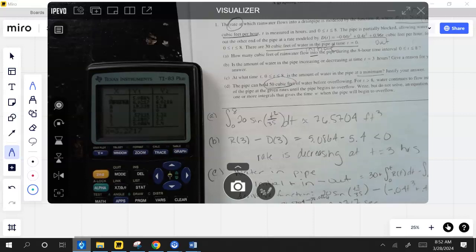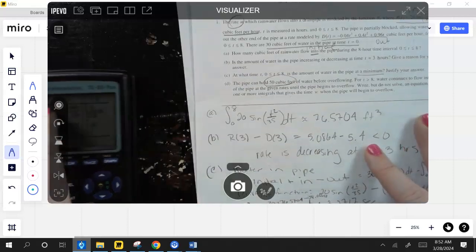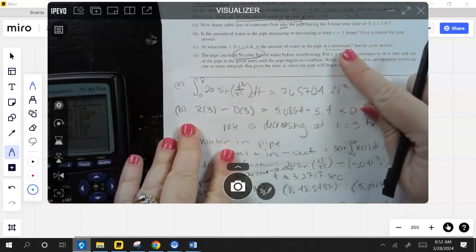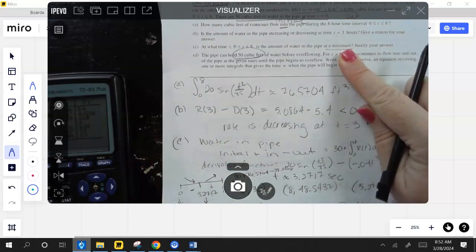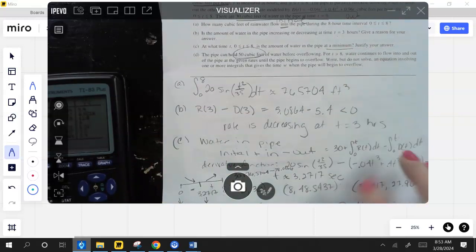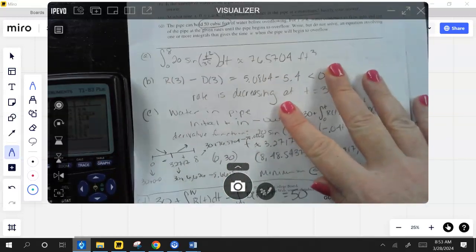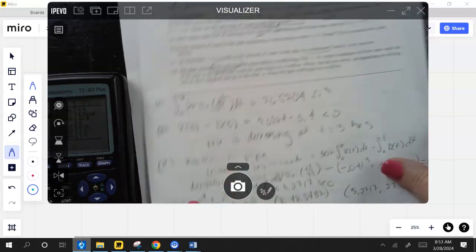All right, part C. At what time between 0 and 8 is the amount of water in the pipe at a minimum? And so this is the one that I got bogged down on. I spent the longest amount of time on this because I really just threw myself a loop on this one. And I'll show you what I did and what happened. But the first thing I did was I said, okay, it's asking me when's it at a minimum. I know that I have these are derivatives, right? So, and I kind of wrote my thought process here so that you guys could see.